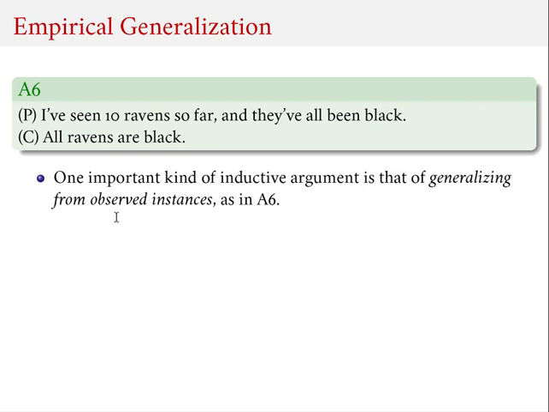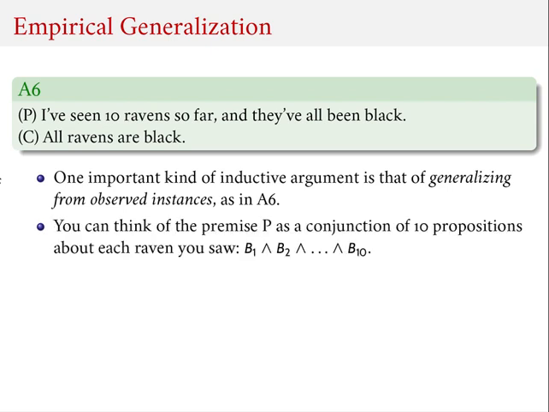So consider the following argument. Again, imagine you're a researcher studying ravens and you're wondering about their color. So you've observed 10 ravens so far, and they've all been black. And so you conclude from these observations that all ravens are black. Now, this kind of inductive argument is called generalizing from observed instances. And this is a very, very common type of inductive argument. It's used in everyday life as well as in empirical science.